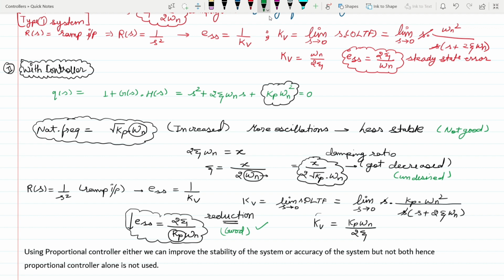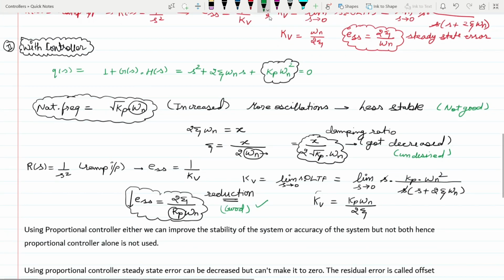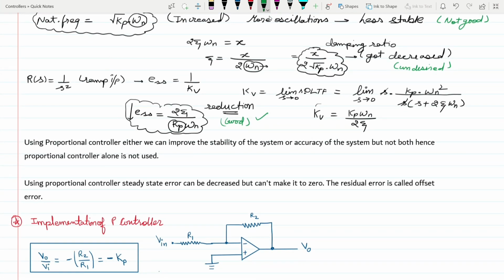Okay, so this is the entire analysis of the control system with a proportional controller, and here are a few very important statements which I want to share with you. The first statement says: using a proportional controller, either we can improve the stability of the system or the accuracy of the system, but not both, hence the proportional controller alone is not used.